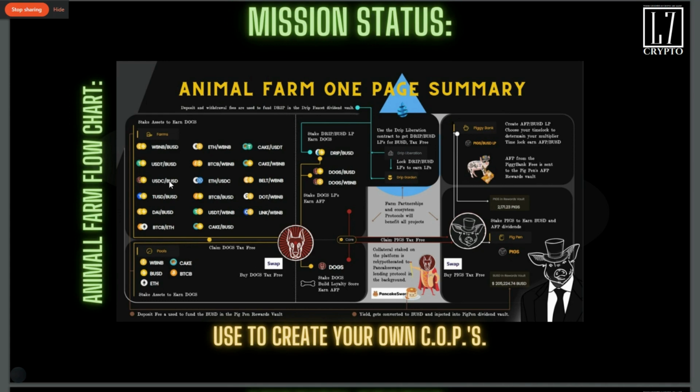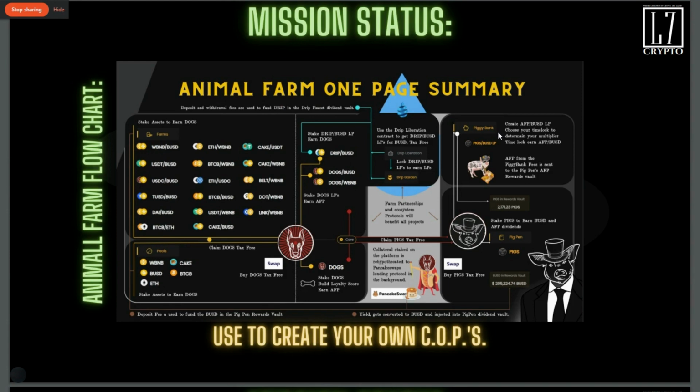So create your COPs. You have all the farms here. You have your pools here, as well as the piggy bank. So you have many, many options to choose from when you're creating your COPs. Create your COPs based on the tokens that you have for one, or the tokens that you want. Base it on your strategy. Base it on whether you want to earn dogs or pigs. Because remember, it's a big difference if you're earning dogs or pigs.